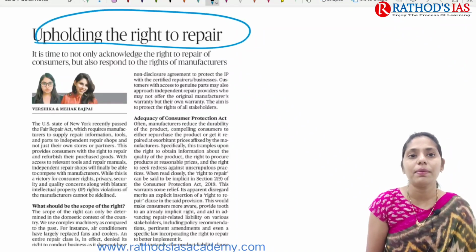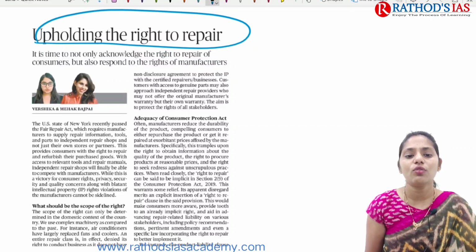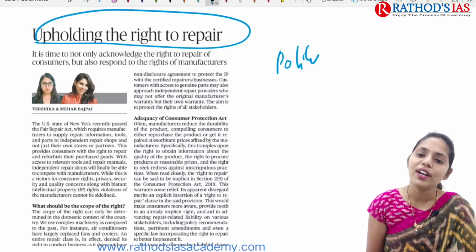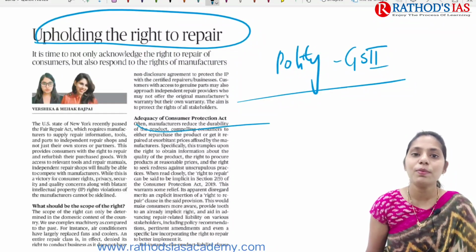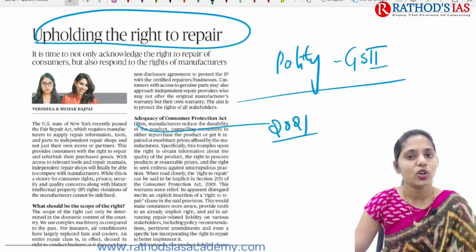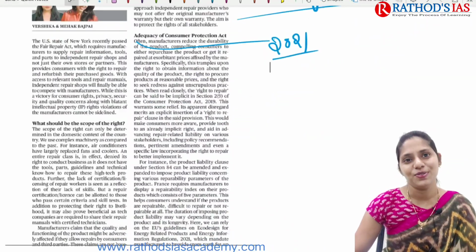Now let us see the next topic. It is regarding the Consumer Protection Act. This article says upholding the right to repair. Here we are mainly focusing on what this Consumer Protection Act is. This will be important from our polity point of view, which comes in GS Paper 2. This Act is very important, and recently in 2021 new rules were released, so it is in the news.